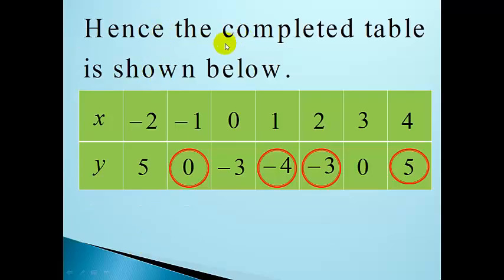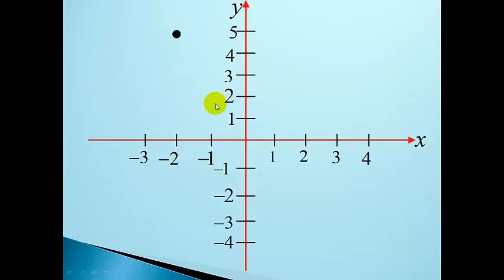Now this is the completed table. The completed table is as shown. We calculated the y value of -1 and we had 0. For x equals 1 we had -4. And the y coordinate of 2 is -3. Now the y value of x equals 4 is 5. So this is the completed table. Now we go to the graph. The first point is -2, 5. That's the first point.